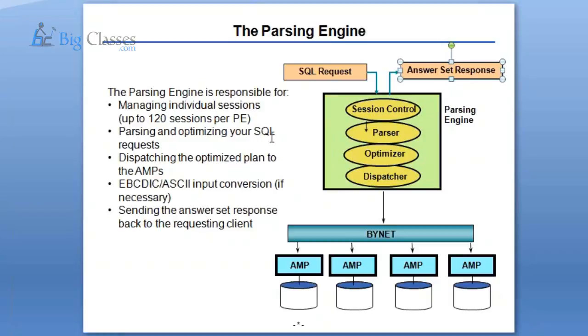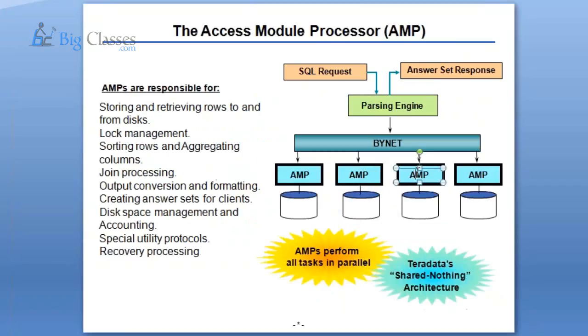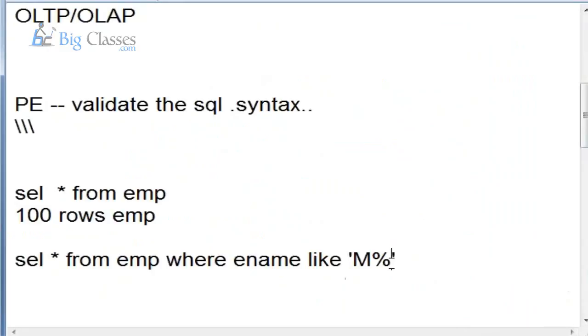Okay, so in any database the parsing engine is a hardcore component. And why is Teradata called parallel processing? All AMPs work in parallel, and no AMP shares resources. That is nothing but Teradata's shared nothing architecture, and AMPs perform all tasks in parallel. So that's the reason for select star from table name where ename is like M.